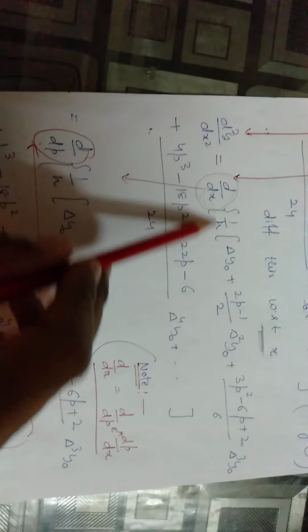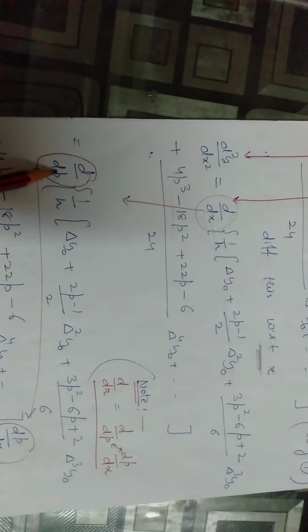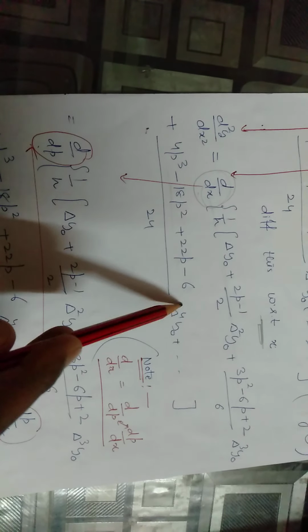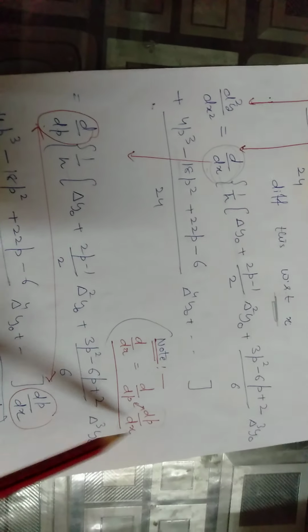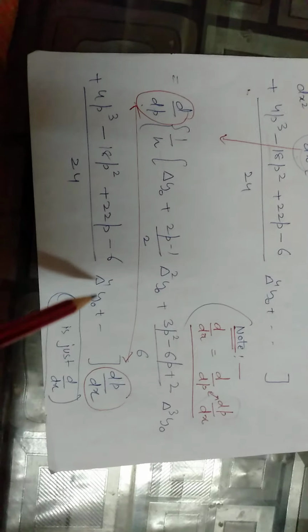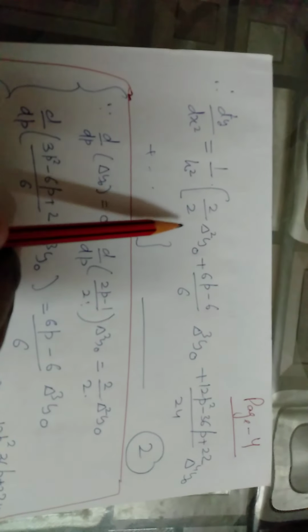So instead of differentiating with respect to x, we will differentiate this whole factor with respect to p, because this is a factor involving values of p. And so d by dp will come, and into dp by dx. And we know what is value for dp by dx. It is 1 by h. Therefore, what will be our double derivative? 1 by h square, the derivative of the factor with respect to p.